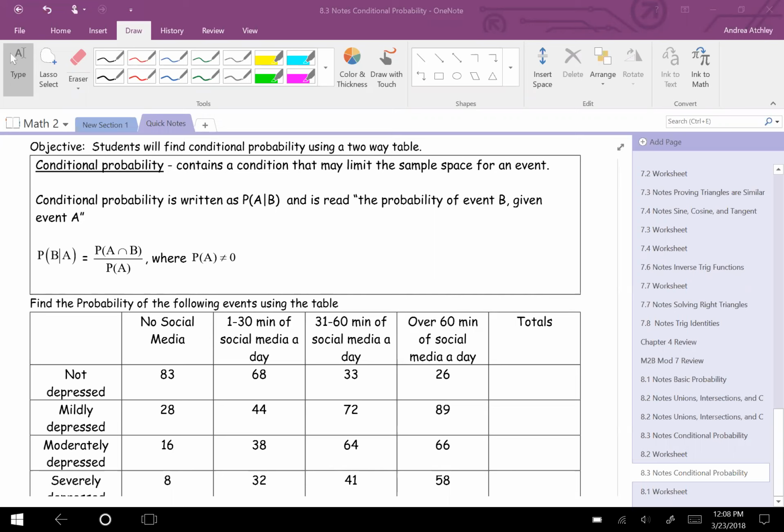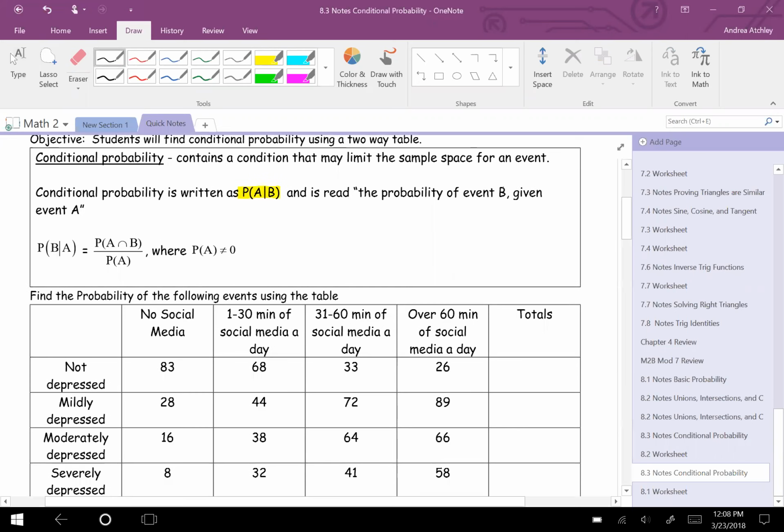Okay, it's written like this. Probability of A given B, and is read the probability of event A given event B. No, that's the wrong way. Let's fix that. Probability of A given event B.